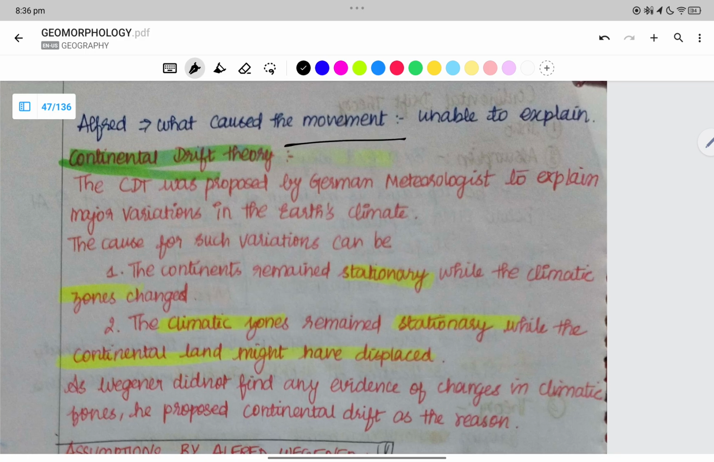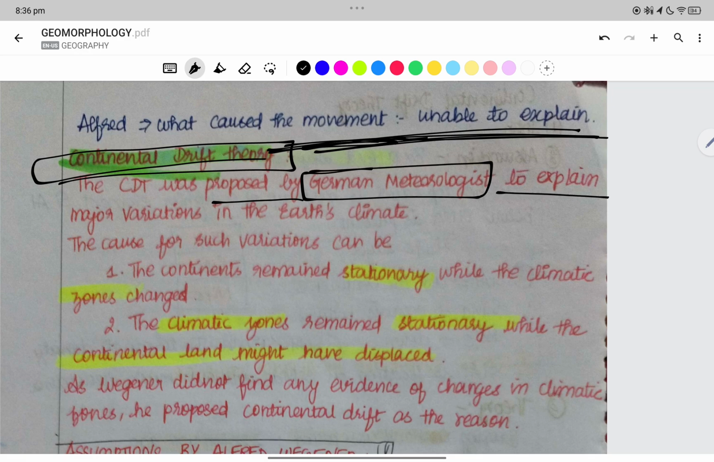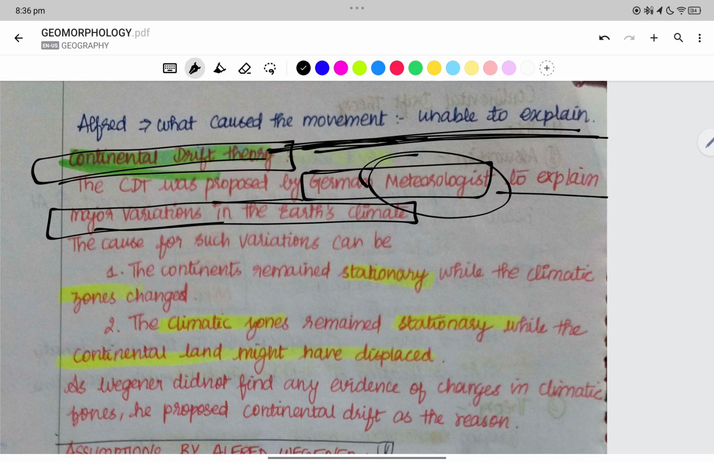Now, Alfred Wegener was unable to explain what caused the movement, right? The continental drift theory was proposed by a German meteorologist to explain the variations in the Earth's climate. He was a meteorologist who studied the climate. Why did he propound this theory? To explain the variations in the Earth's climate with respect to the regions. Why was there variation in the Earth's climate?